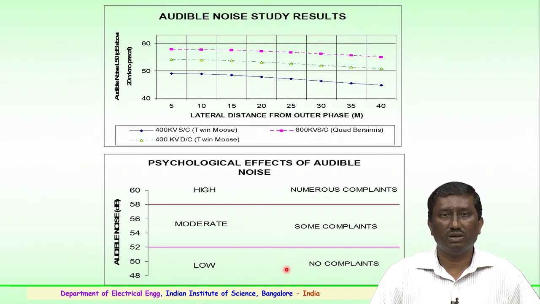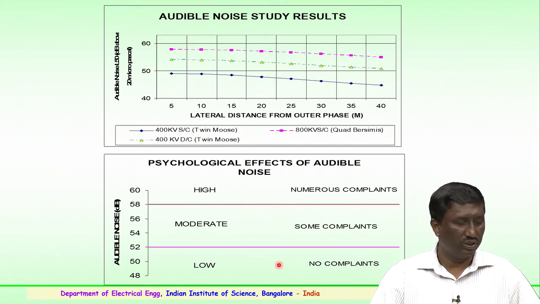So utilities should adopt conductors, hardware and insulator strings which do not generate more noise and create a psychological effect on humans or animals.